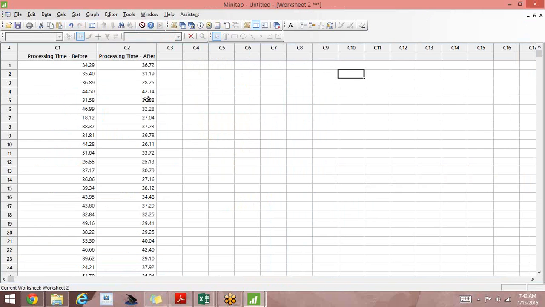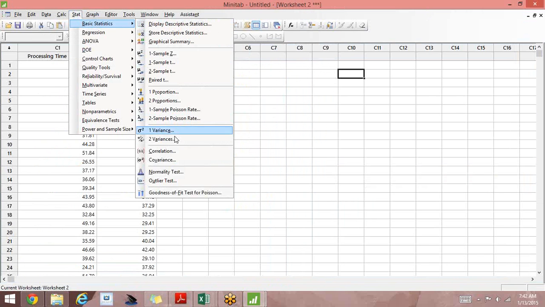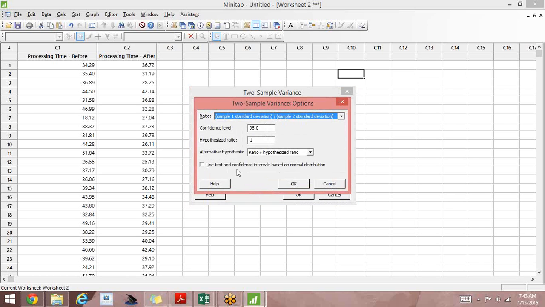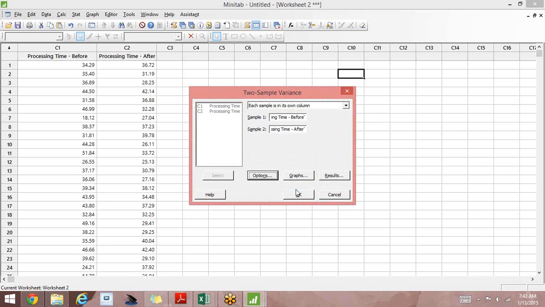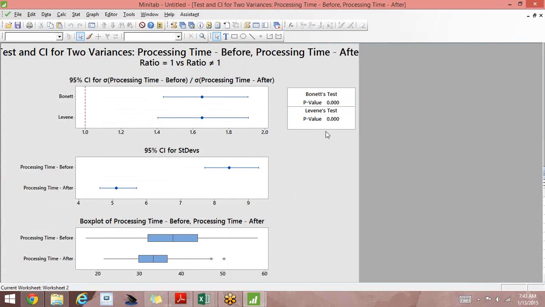If data are normal, you go ahead with the variance test. Stat, basic statistics, two variance test. Both samples are in one column? No, they are in their own column actually. So processing time before, after I select, click on options, not required, click OK. I get the p-value. Now tell me, Anuj, is the p-value greater than 0.05?